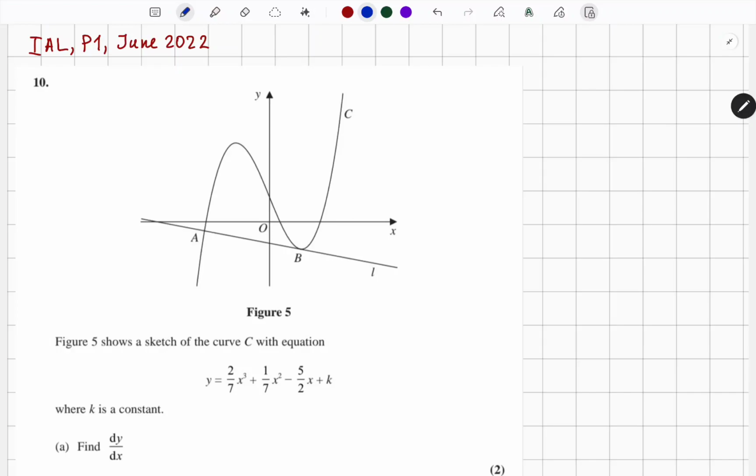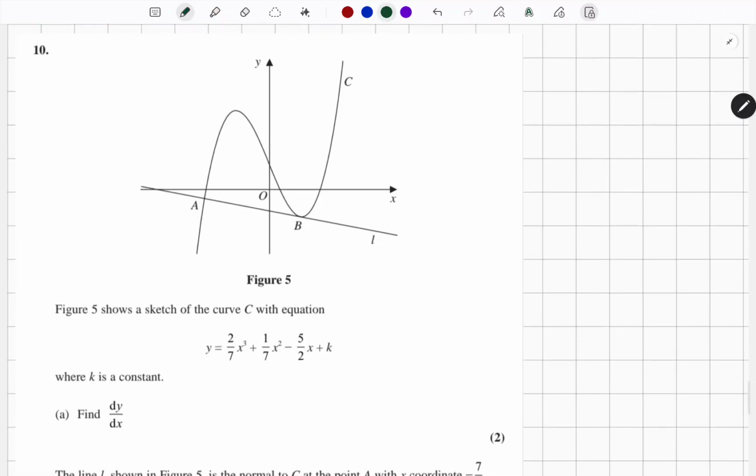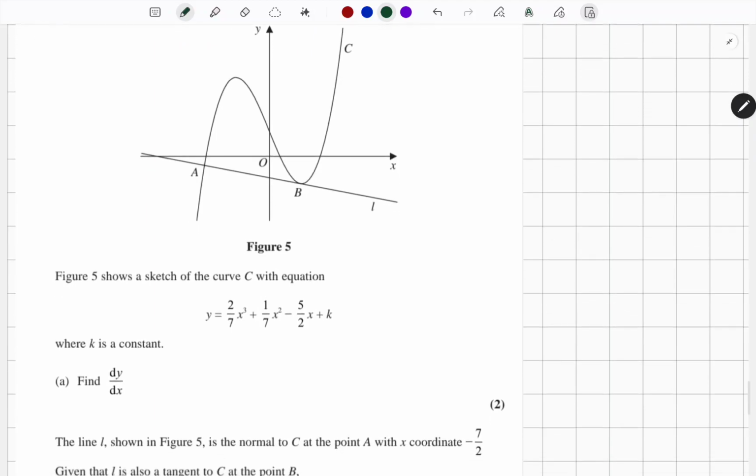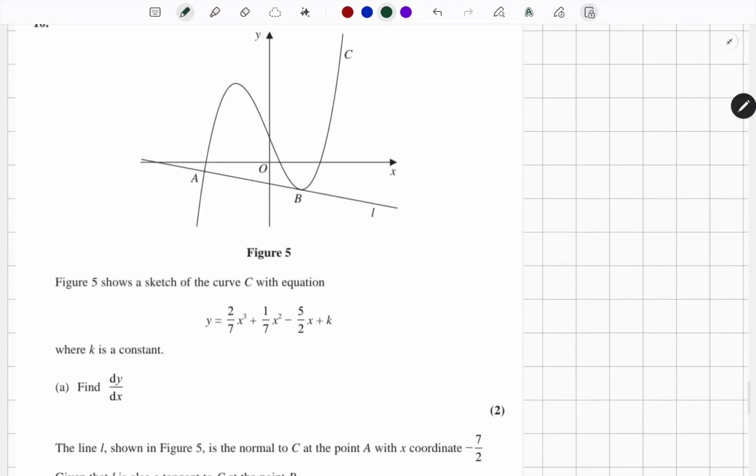Yep. Next, it's again international level, Pure 1, June 2022. Green color. So it's question number 10, problem number 10. Okay, figure 5 shows a sketch of the curve C with equation y equals 2 over 7 x cubed. Okay, it's a cubic polynomial.